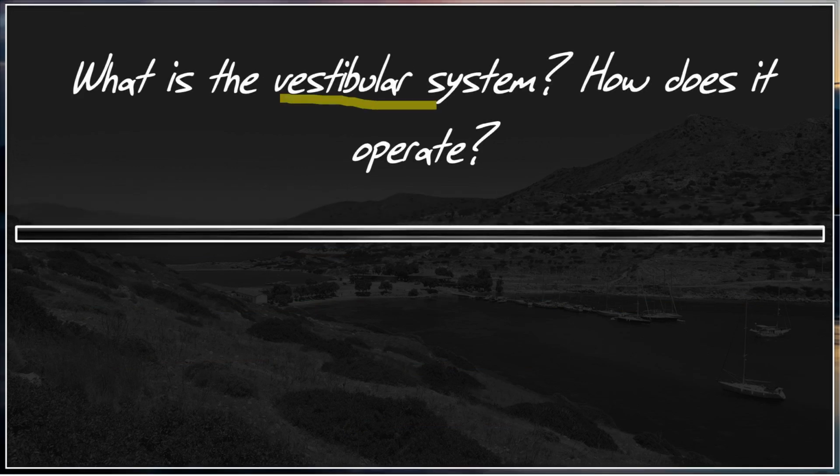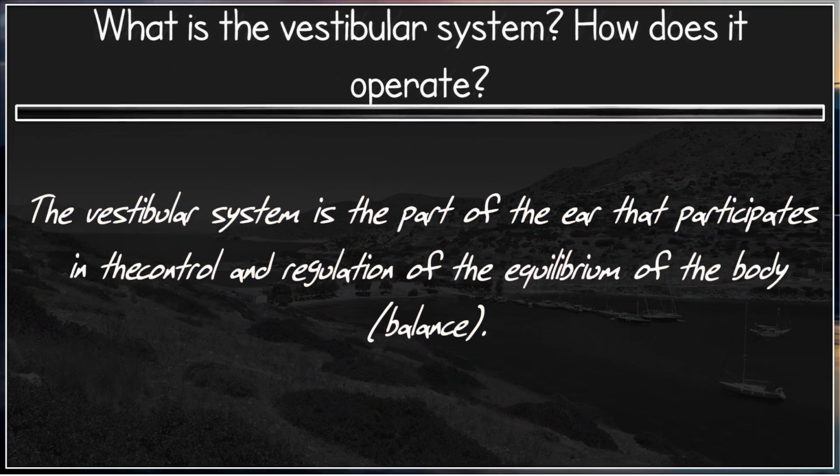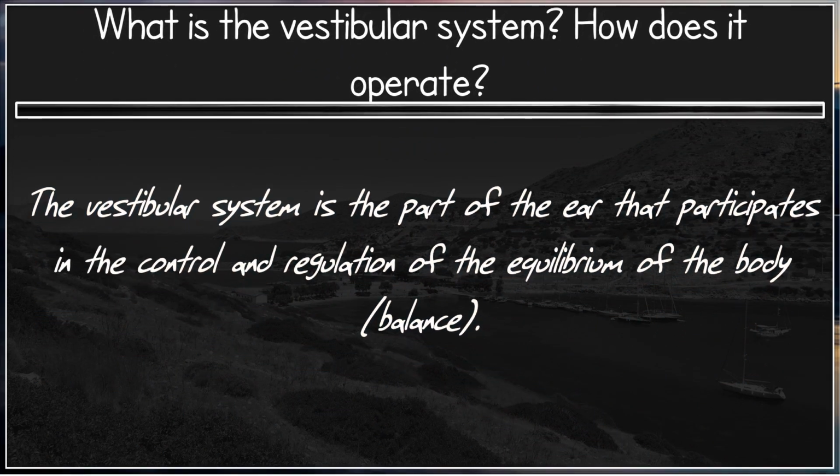What is the vestibular system and how does it operate? The vestibular system is part of the ear that participates in the control and regulation of the equilibrium of the body, which is the balance.